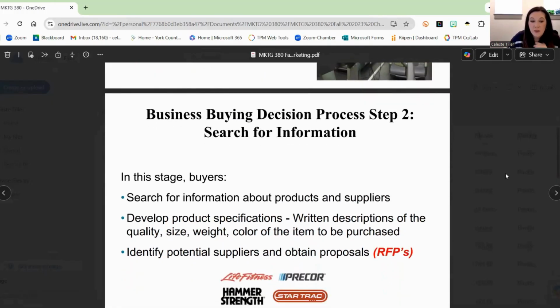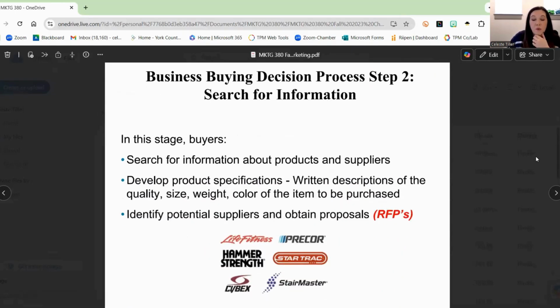Just like us, they're going to search for information. They're going to search for information about the products and potential suppliers. They're going to develop the product specifications. What is it that they're wanting to create? That way they know what they need. And then I told you about this before. That's where they're going to put out what's called an RFP, or request for proposal, essentially putting it out for bids.